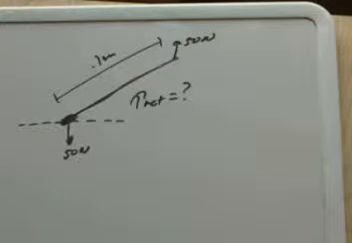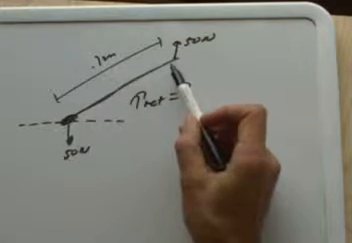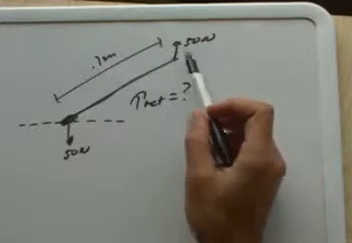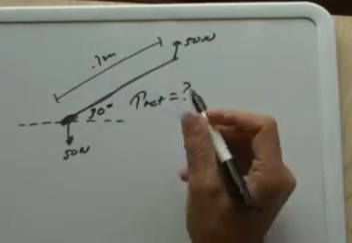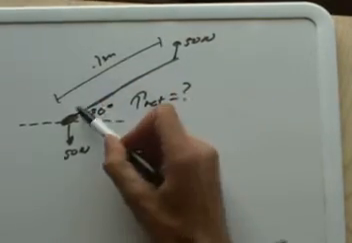Here's another important torque problem that involves a rod like this. Two forces on it, one 50 newtons up, one 50 newtons straight down, and there is a 30-degree angle right here. And what the problem wants to know is, what is the net torque on this bar?